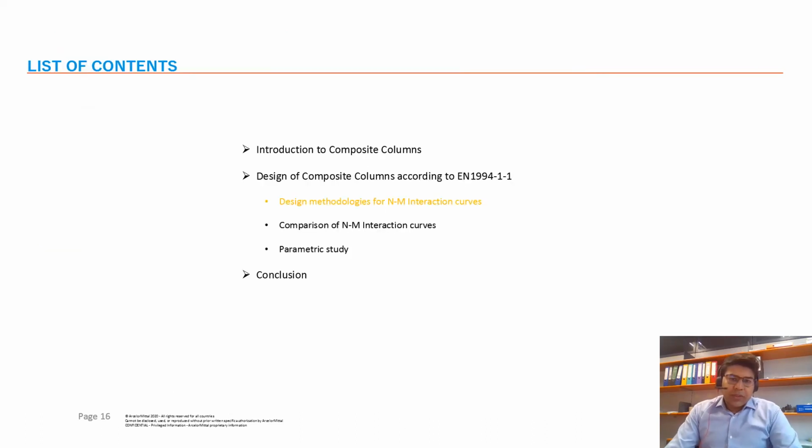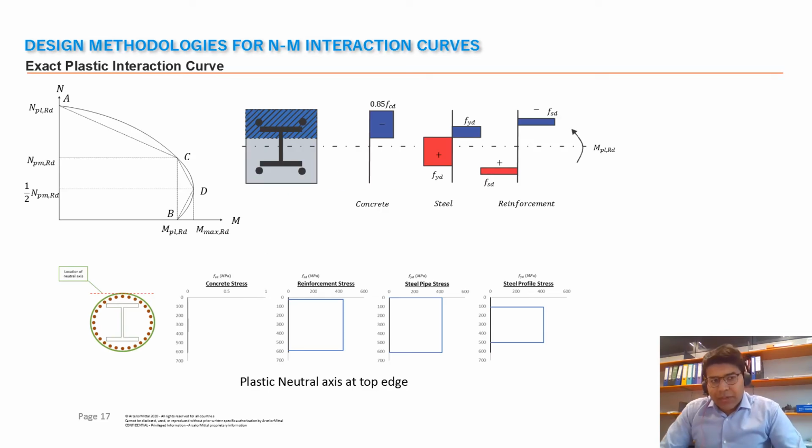So next I would discuss different NM interaction curves which are possible. So far we saw the simplified approach and the linear NM interaction curve. We'll look at how the exact plastic interaction curve can be made and the strain limited curve can be made. So for an exact plastic interaction curve, this uses rectangular stress blocks without using the strain limitations of any material.